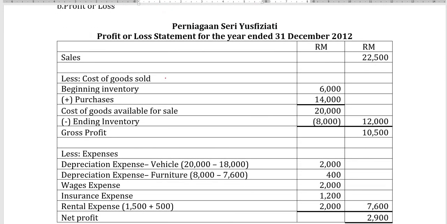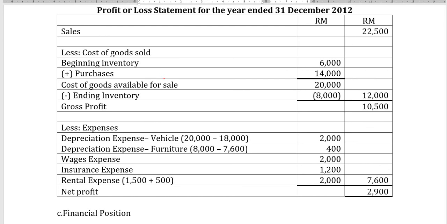Okay, in the question itself pun tak ada additional information about drawings or additional capital. Okay, so this is your sales, beginning inventory plus purchase minus ending inventory, you get your gross profit. Okay, untuk expenses kita ada 2 depreciation, you have 2 non-current asset, wages expense ambil daripada cash book, insurance expense ambil dari cash book. Okay, rental expense yang ini kita buat adjustment.